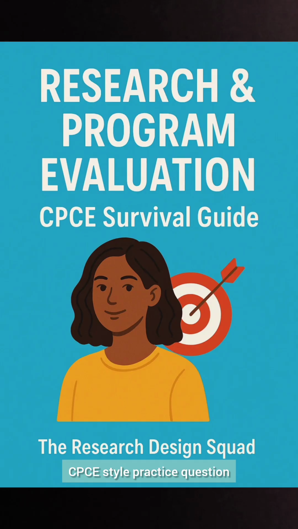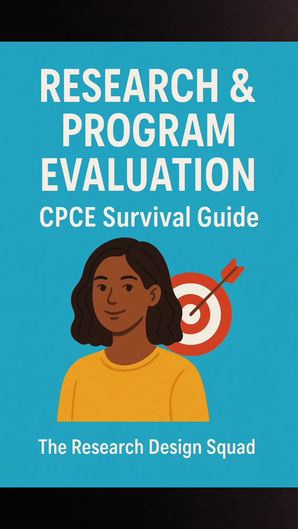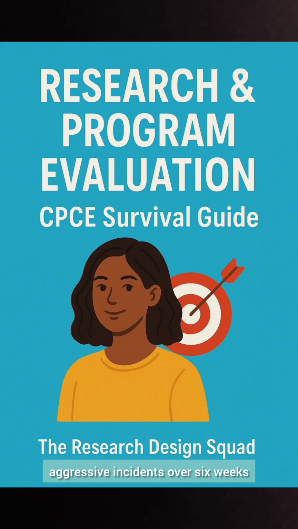CPCE style practice question. A researcher wants to test whether a new anger management program reduces aggressive behaviors in adolescents. She randomly assigns 30 teens to either the treatment group receiving the program or control group receiving no treatment. Then measures aggressive incidents over 6 weeks.